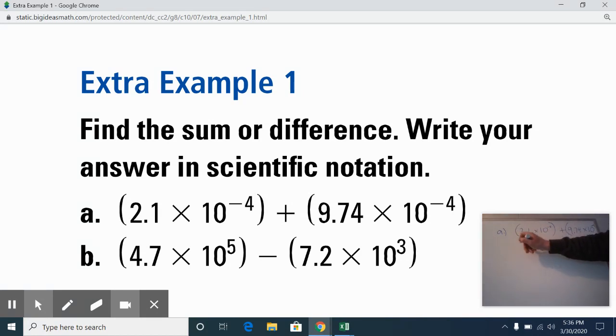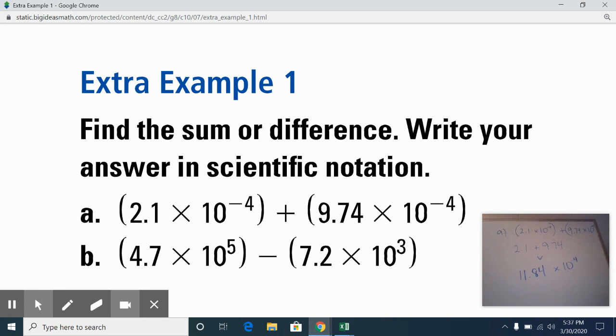I am simply going to take 2.1 and add 9.74. All right, so I'm going to grab my calculator here. I'm going to add those. 2.1 plus 9.74. And that gives me 11.84. Okay? So that's only part of our answer. Remember, I don't change my exponent. All right? It's like a common denominator, stays the same.